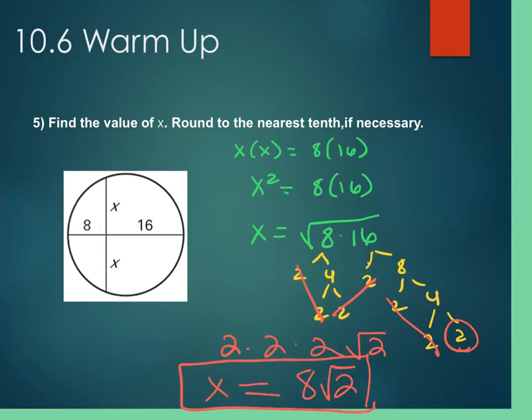And this one said round to the, ooh, it's cut off. Round to the nearest tenth. So if you had a calculator, which I don't think you're going to, but if you did on your test, it would be 11.3. You'd have a calculator and you'd do the square root.